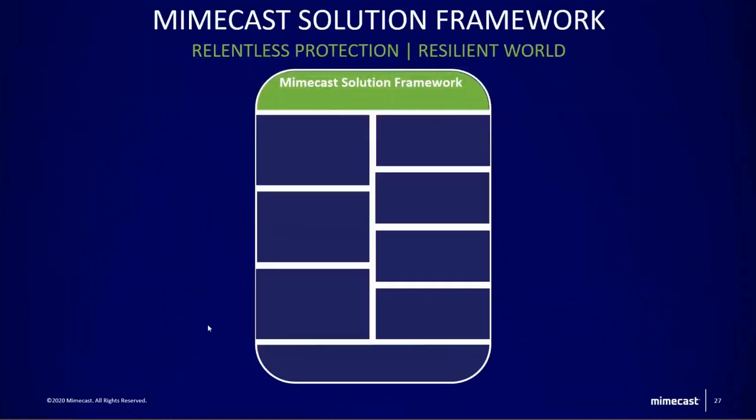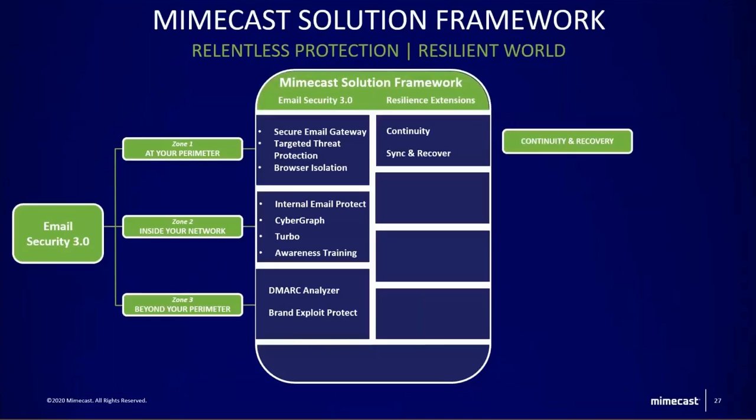So finishing up, if we look at the wider Mimecast solutions framework, you'll see that the email security sits on the left-hand side, right? And this again is at your perimeter with Zone 1, inside and beyond your perimeter with Zone 2 and 3. But if we move over to the right-hand side, we also have the continuity and recovery. And here you can add 100% uptime SLA to your Office 365 email. And by doing this, you can avoid unnecessary downtime.